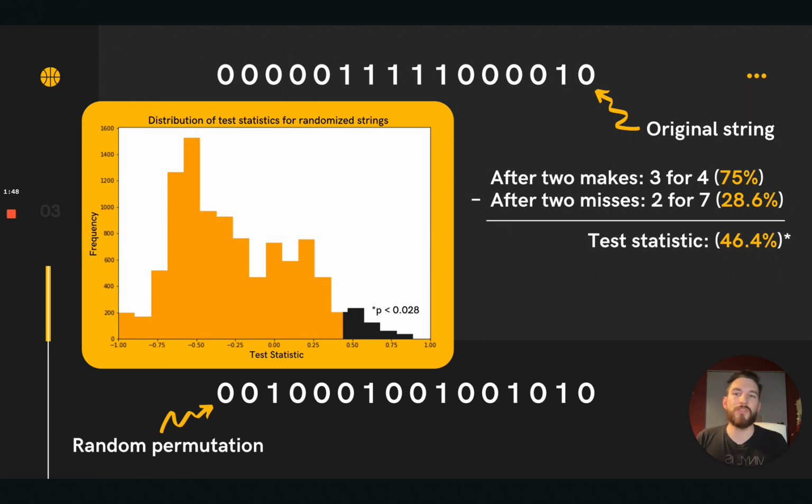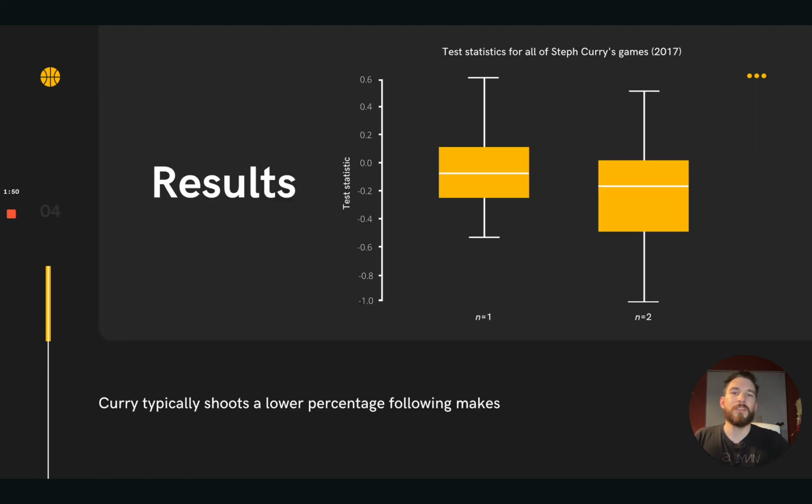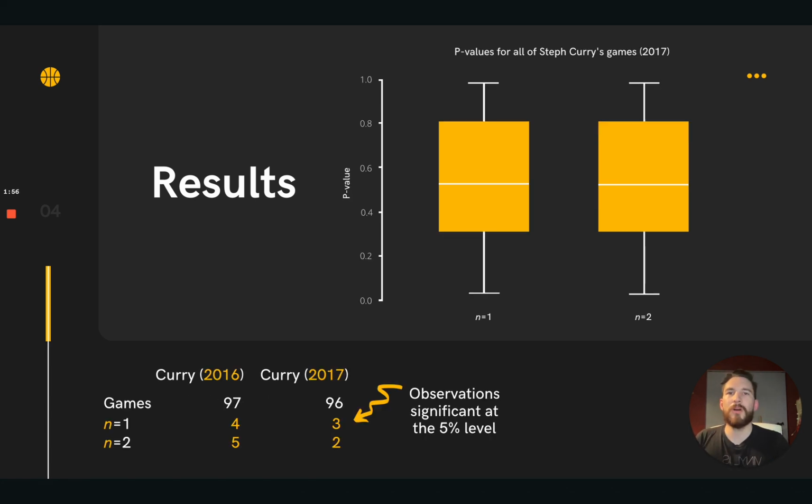Even though this particular example provides evidence of a hot hand, at least for how we've defined it, this wasn't usually the case for Steph Curry. Generally, his shooting percentage following makes was actually slightly lower than his shooting percentage following misses, and very few observations demonstrated evidence of a hot hand.